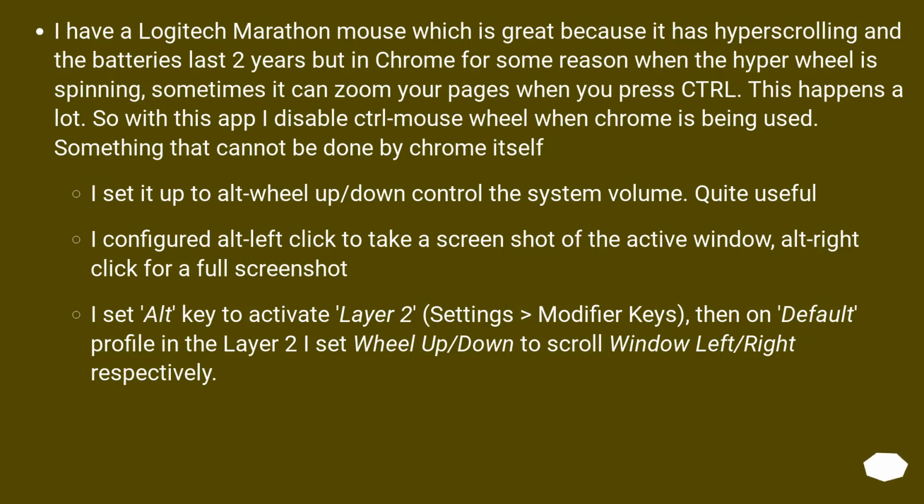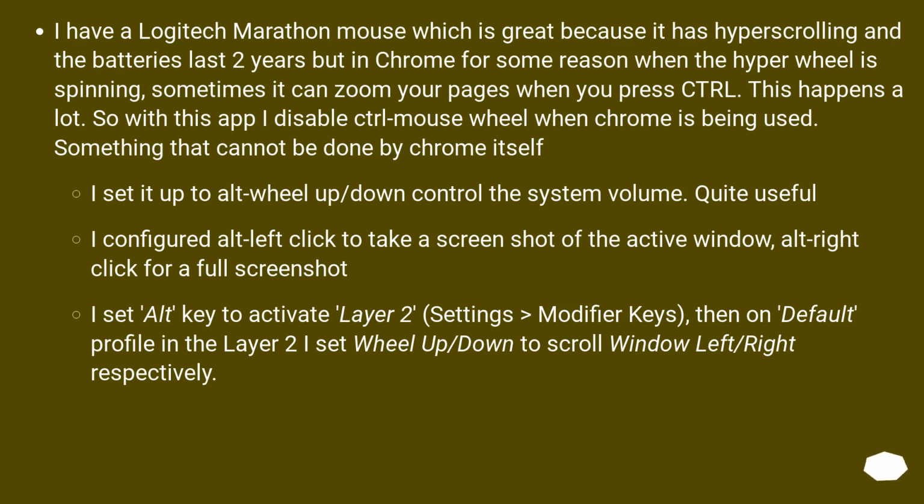I have a Logitech Marathon mouse which is great because it has hyperscrolling and the batteries last 2 years, but in Chrome for some reason when the hyper wheel is spinning, sometimes it can zoom your pages when you press Control. This happens a lot. So with this app I disable control mouse wheel when Chrome is being used. Something that cannot be done by Chrome itself. I set it up to Alt wheel up/down control the system volume. Quite useful.